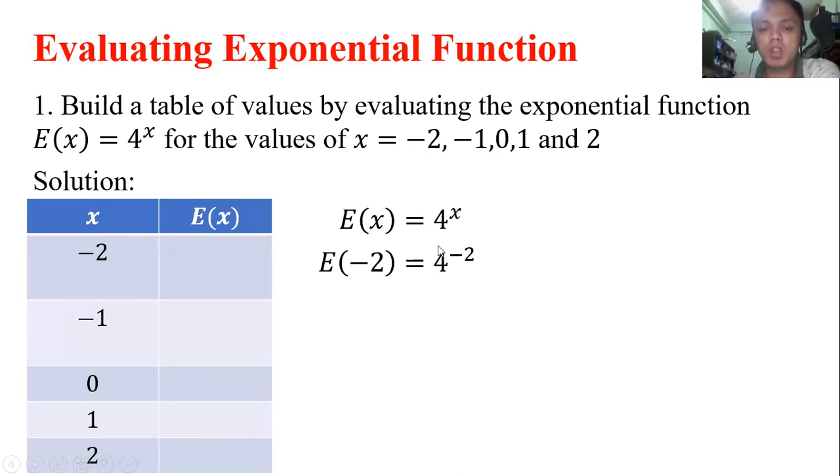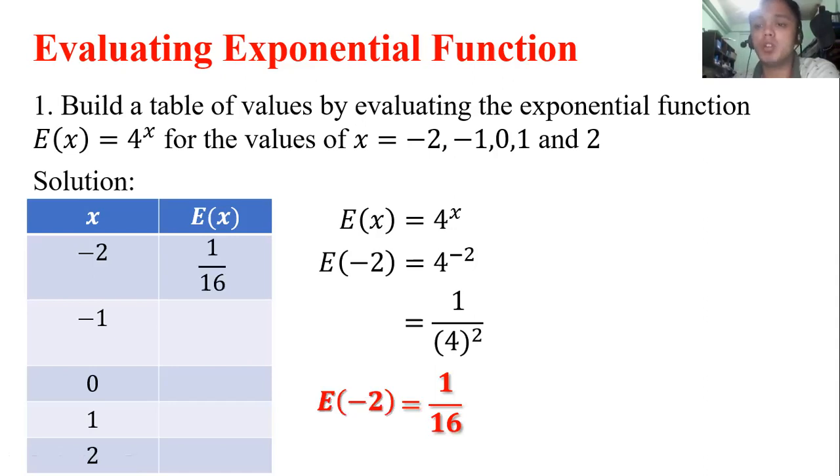Following the laws of exponent, we will make it positive by writing 1 as a numerator and then make your base as a denominator together with the exponent. Now, 1 over 4 squared, that would be equal to 1 over 16. So, 1 over 16 ang value ng function if your x is -2. Next, if your x naman is -1, substitute lang your x to -1. Again, may negative exponent, make it positive first.